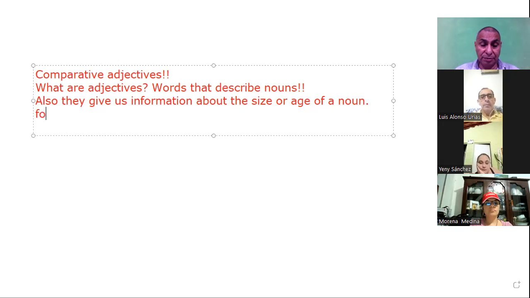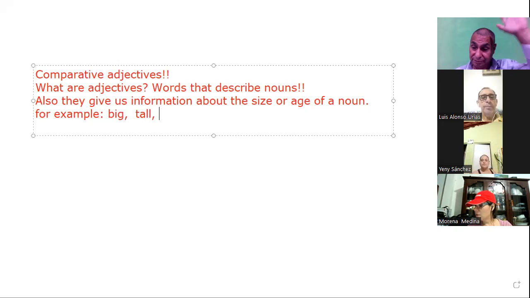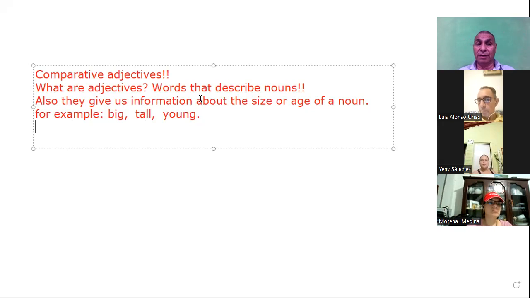For example, we have big. Yes, it tells us how big is one thing, or how tall is one thing, or how young is a noun. Okay, so adjectives are words that describe nouns, but also they give us information about the size or age of a noun. Examples are big, tall, or young.